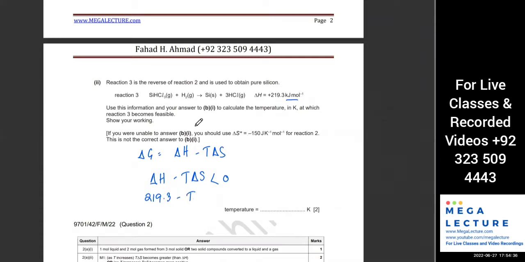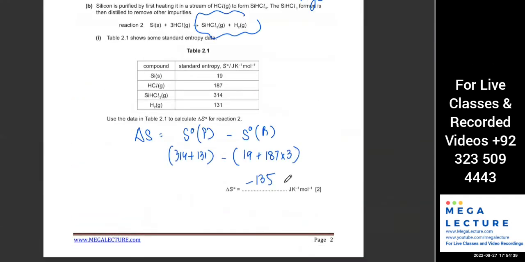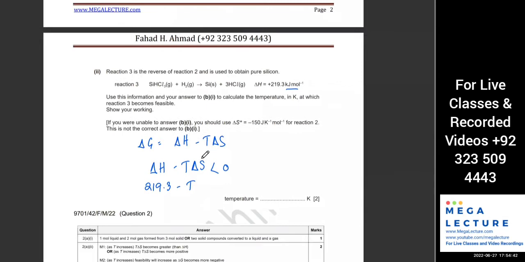Delta S we've calculated in B1, which is over here, minus 135. So this thing actually becomes positive, and this is less than 0. So that means, what does that mean? It means that T times 135 is less than minus 219.3. There's one mistake that I've made. Does anyone recognize that mistake? There's one mistake that's been made over here.